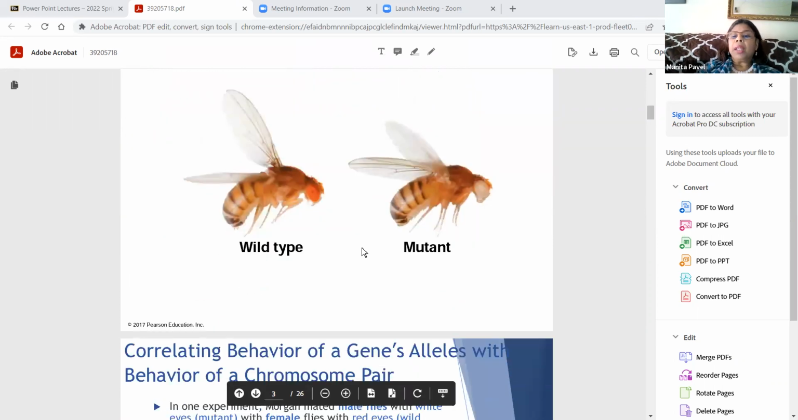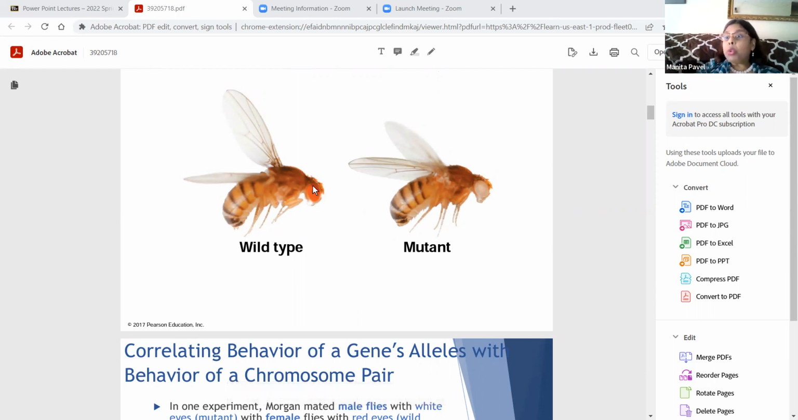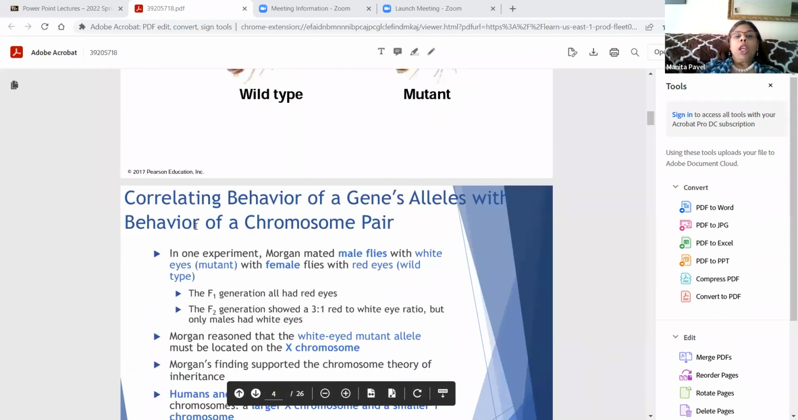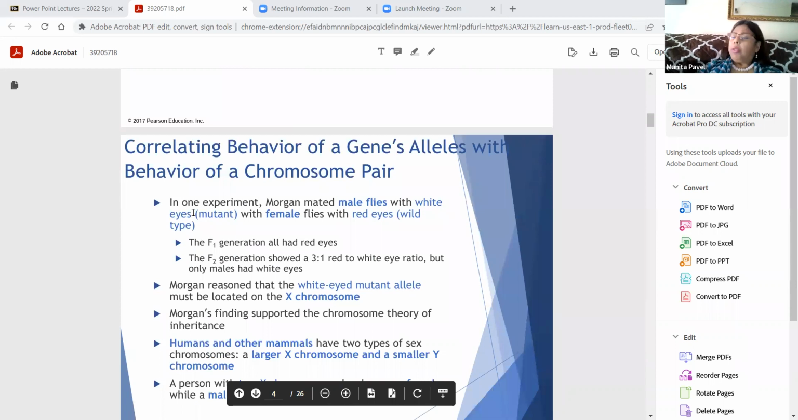So we'll look at the slide which shows the wild type red-eyed. The red-eyed were the normal fruit flies. The normal fruit fly color was red eyes, and the mutant variety were the white-eyed fruit flies. So in one experiment, he mated male flies that had white eyes, which were the mutant variety, with female flies that had the red eyes, which were the normal wild type variety.